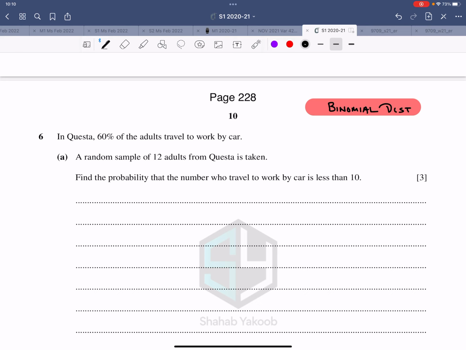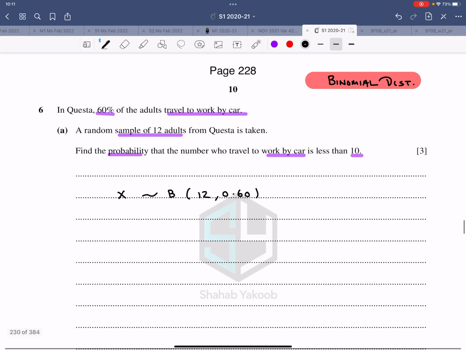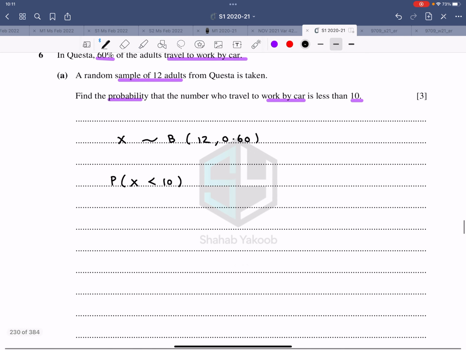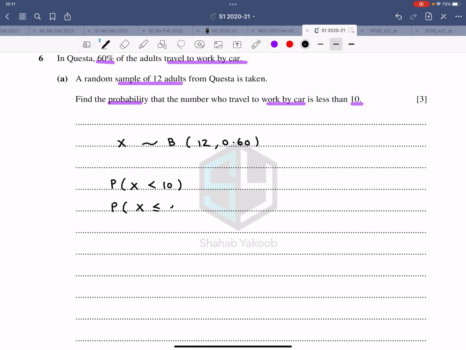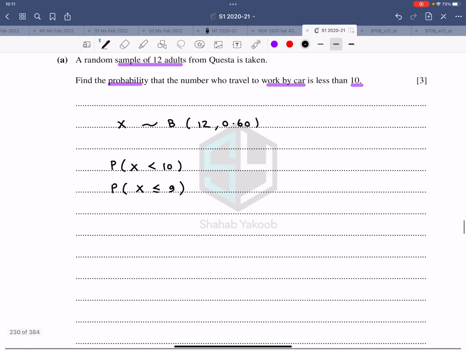It says in a town, Cuesta, 60% of the adults travel to work by car. So that's 60%. A random sample of 12 adults. Probability, number who travel to work by car is less than 10. X follows binomial distribution 12, 0.60. Less than 10. Probability X is less than 10 does not include 10. Probability X is less than or equal to 9, which is too much to calculate. Therefore, this is 1 minus probability X is greater than or equal to 10.